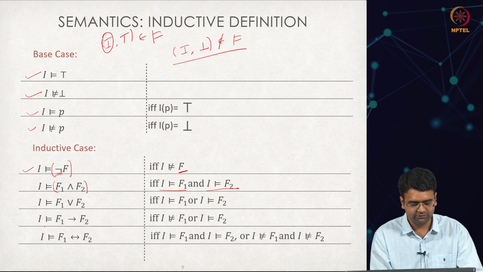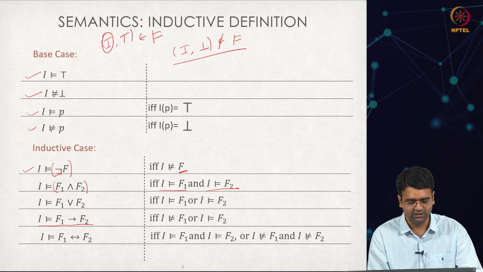I is a model of F1 implies F2, and this is interesting. I is a model of F1 implies F2 if either I is not a model of F1, in which case you can just say it is a model of F1 implies F2, or if I is a model of F1, then it should also be a model of F2. By implication, what we want to say is that if I is a model of F1, then I is also a model of F2. If I is not a model of F1, then clearly I is a model of F1 implies F2.